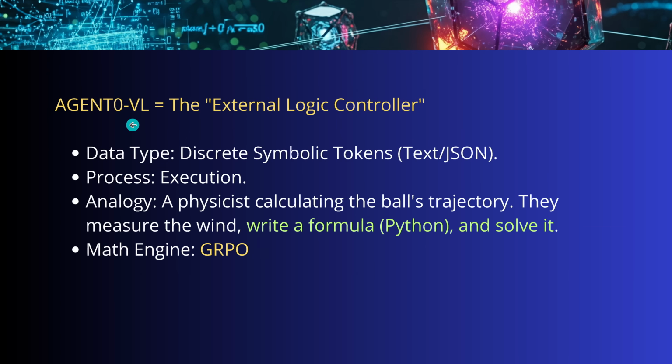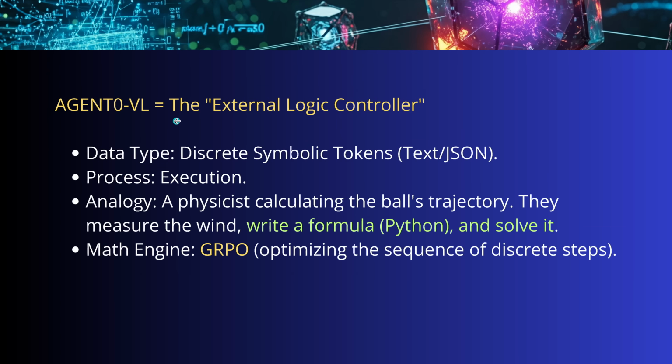Now, on the other side, today's paper here, Agent0 language, is an external logic controller. So the data type is simply a discrete symbolic token, either text, JSON, whatever you like. The process is a code execution. And the analogy is simply a physicist sitting down with a table calculator, doing all the calculations of the ball trajectory. So they measure the wind, gravity should be a constant on planet Earth. They write here a formula, Python calculates and solves this problem. And then we have here the engine, the optimization, the alignment is here a GPO, optimizing here the sequence of discrete steps.